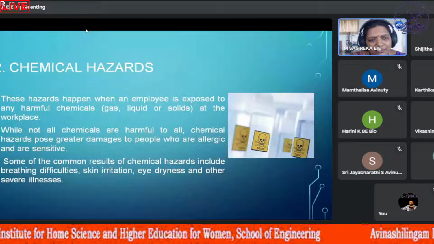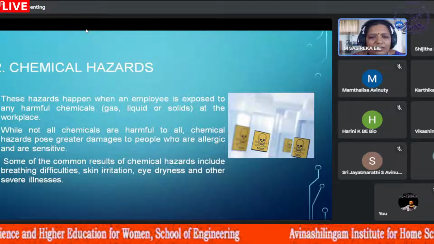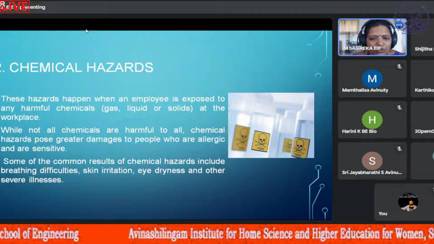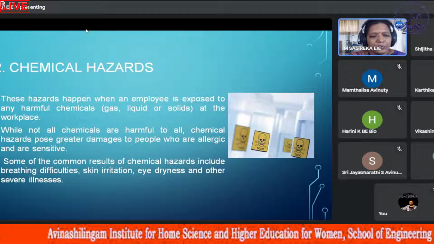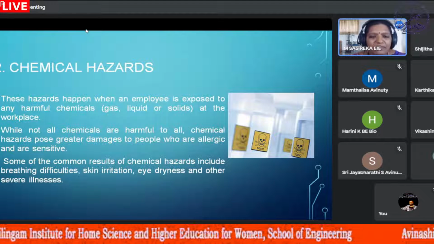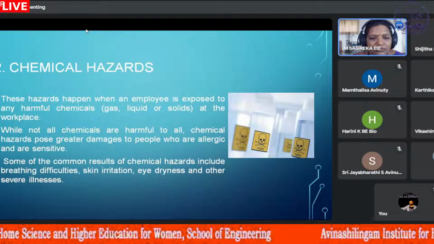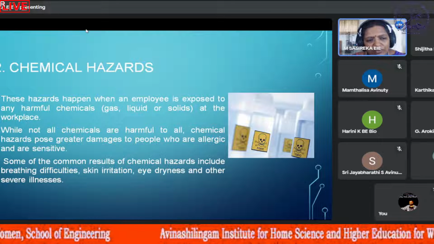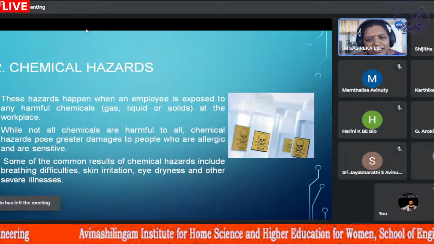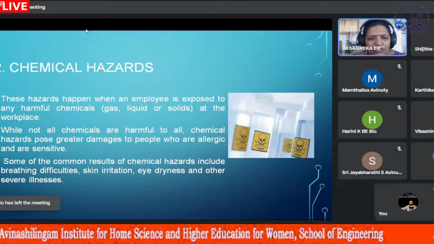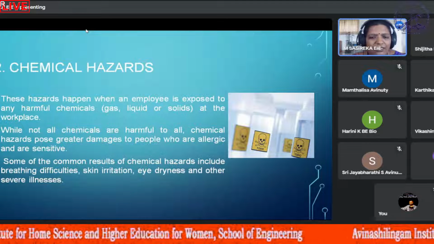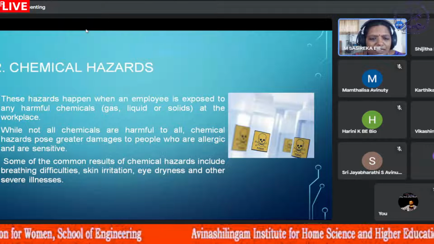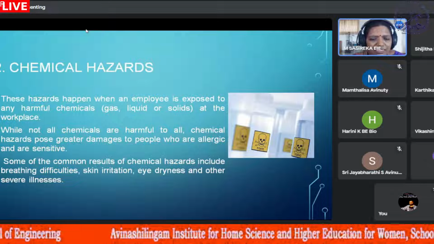So the next one is chemical hazards. We can say that people working in chemical industries or food processing industries will be exposed to them. Normally, what we say is nearby is our Tirupur. So Tirupur chemical dyeing factories, they will be exposed to these chemicals. These chemical hazards create greater damage for people who are allergic or very sensitive to chemicals, and they will be severely affected. If they have good resistance, then it will have lesser effects.